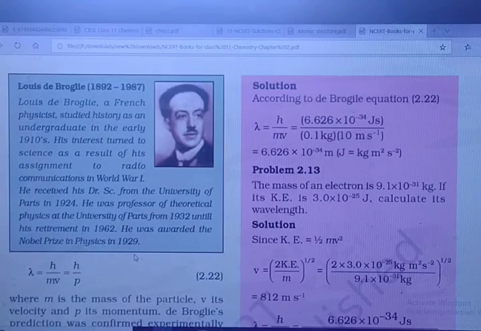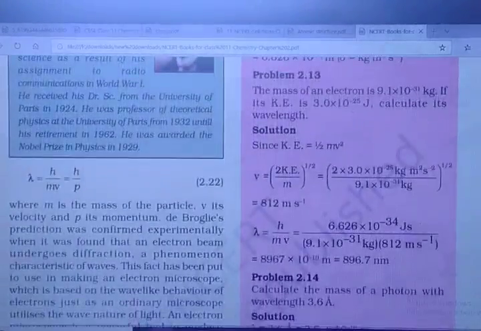So lambda is equal to h by mv. Lambda is inversely proportional to momentum. m is the mass of a particle, v is the velocity, and p is the momentum.